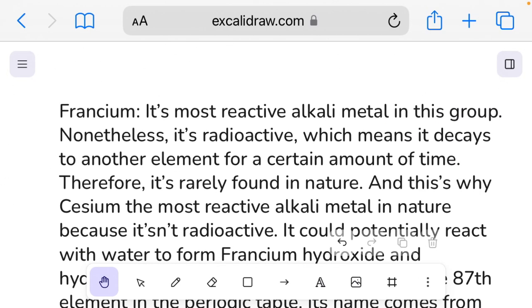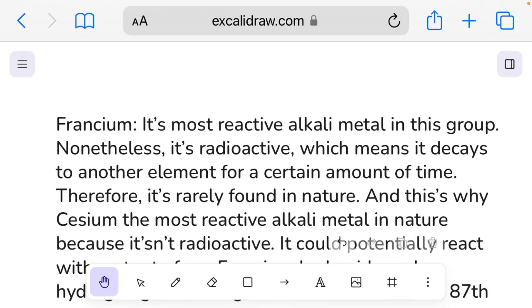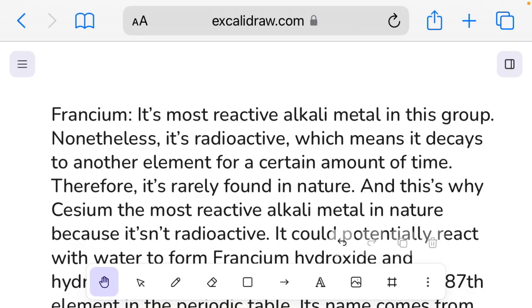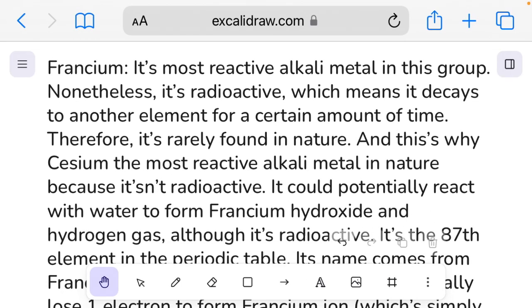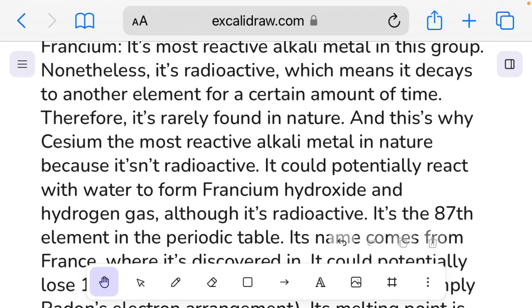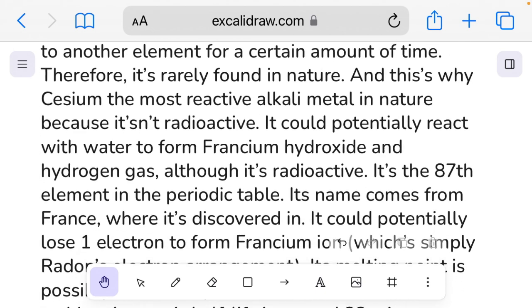Francium. It's the most reactive alkali metal in this group. Nonetheless, it's radioactive, which means it decays to another element after a certain amount of time. Therefore, it's rarely found in nature, and this is why cesium is the most reactive alkali metal in nature, because francium is radioactive. It could potentially react with water to form francium hydroxide and hydrogen gas, although it's radioactive.